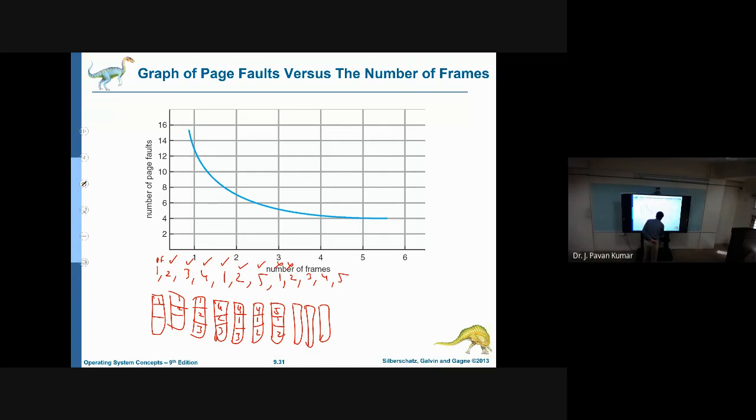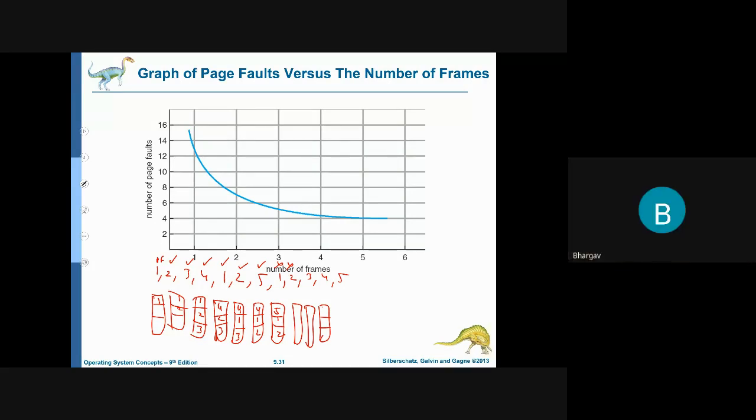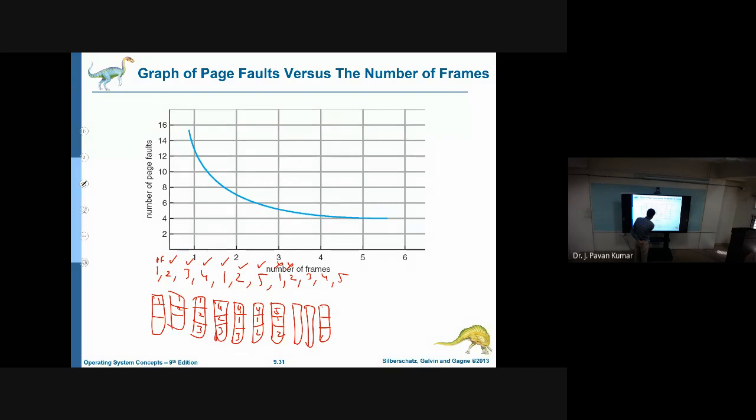3, page fault. 5, 1, 3. Is it correct? Which one will be replaced? 1 we have brought first, right? So 1 we have to replace. So what will be the content now? 5, 3, 2. So this is a page fault.